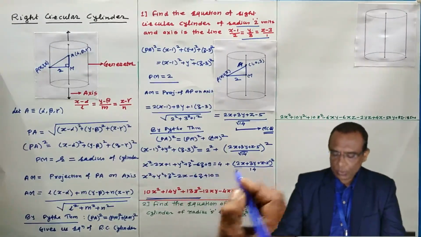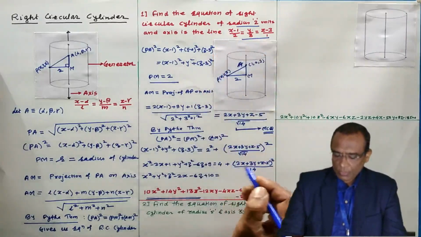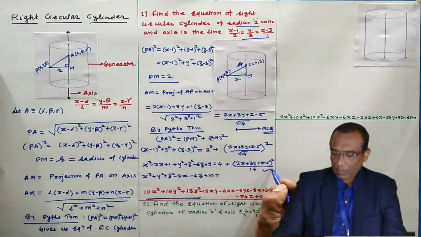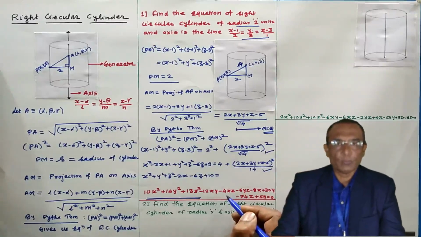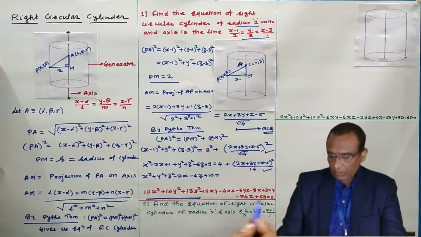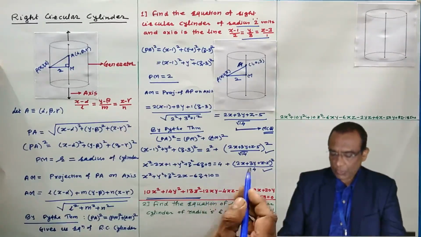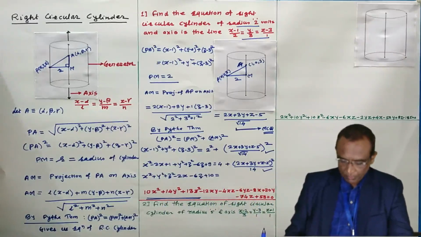But in MCQs, if the equation of the right circular cylinder is asked, in the options this form will be there or this form will be there. The most simplified answer will not be in the options, but in an offline examination you have to reach up to this, meaning you have to do the expansion. Now the next problem.